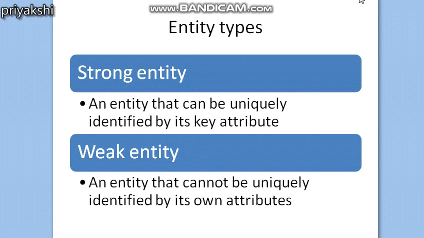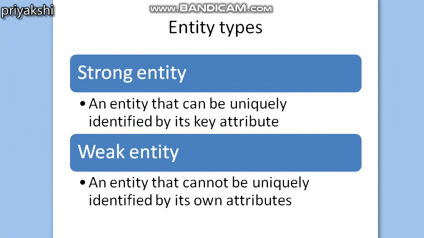Fine. So in case of a weak entity, the weak entity cannot be uniquely identified by its own attribute sets. So the meaning is that the weak entity does not have a key attribute, so that we cannot uniquely identify a weak entity. So in other words, a primary key or a key attribute does not exist for a weak entity.